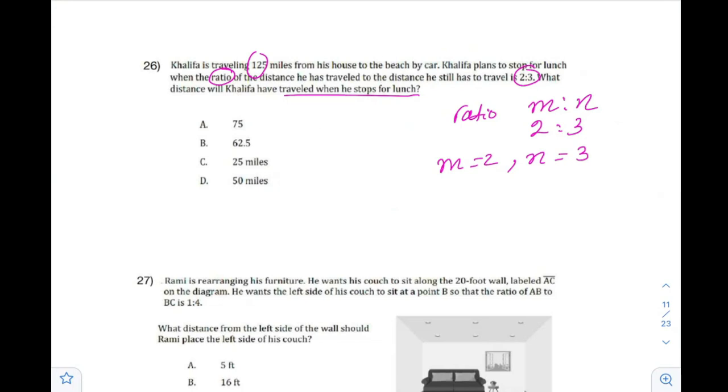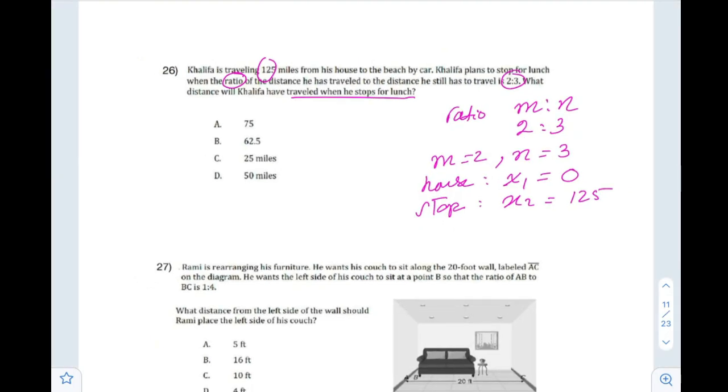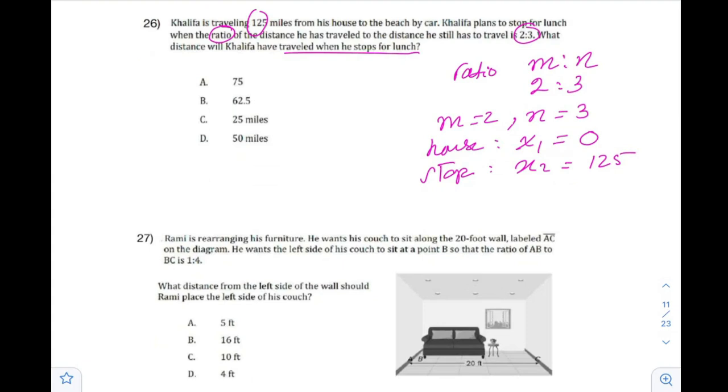So he will stop somewhere from his house. So we will assume that his house is the starting point, which is x1 is 0. And the final destination will be at x2, which is 125 from the 0. What is the formula for the ratio? The formula is n x1 plus m x2 over n plus m.